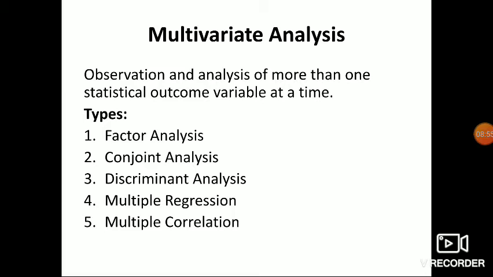The second method is multivariate analysis. In bivariate analysis, we can compare two variables' impact or outcomes. But in multivariate analysis, we can analyze or observe the outcomes of more than two variables at the same time. There are many types of multivariate analysis. These are five types we can use to identify the relationship or outcomes of two or more variables.